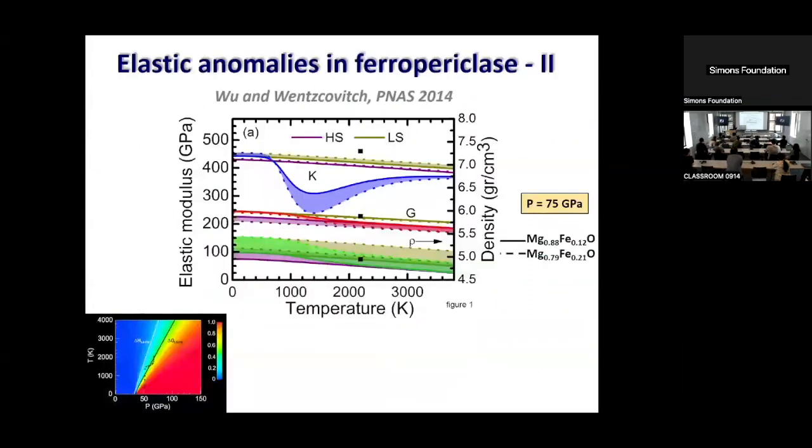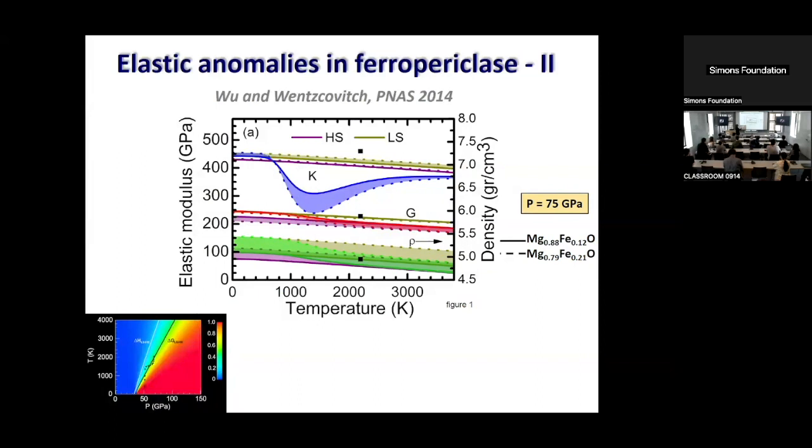So I'm going to go quickly here, 5 minutes. Okay, so what happens in ferropericlase, bulk modulus and shear modulus, as a function of temperature, if you sit at 75 GPa in the mantle? 75 is here, it's 1,500 kilometers depth. The pressure-temperature range there is 2,000 to 4,000 Kelvin, just to remind you. So as a function of temperature, if you're sitting there at 75 GPa and the temperature changes, because you have flow, hot regions rising, cold regions sinking, this is what happens to the bulk modulus. And of course, it depends on the amount of iron that you have in the sample, 12 or 21% here.